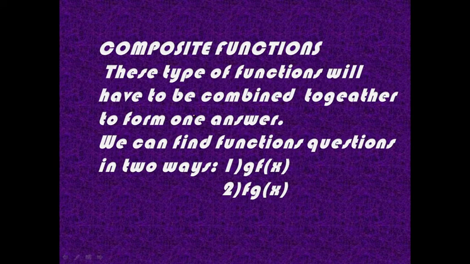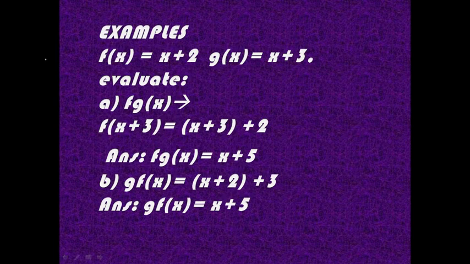So composite functions. These types of functions have to be combined together to form one answer. And we can find composite function questions in two ways: g of f of x and f of g of x. It sounds a little bit confusing, but we'll see how to solve them, and I'll make this concept clear in your mind in just a few minutes. So, example: f of x is equal to x plus 2, g of x is equal to x plus 3. Evaluate f of g of x.